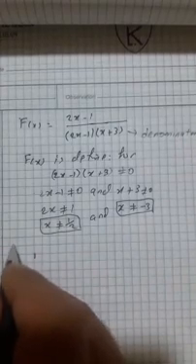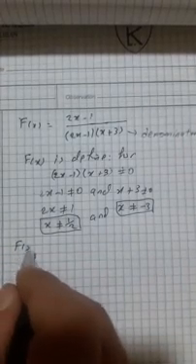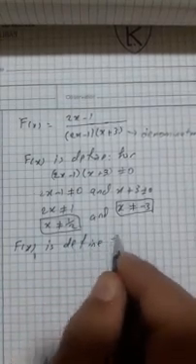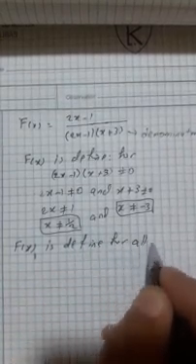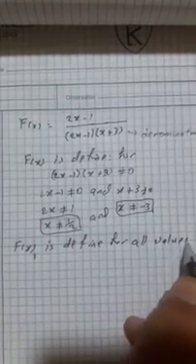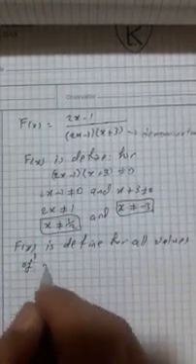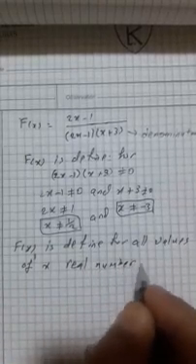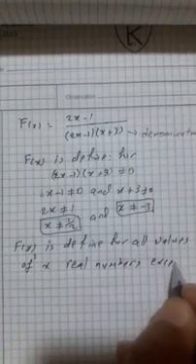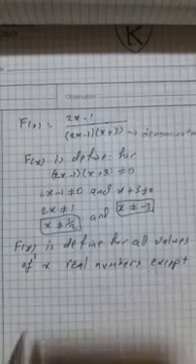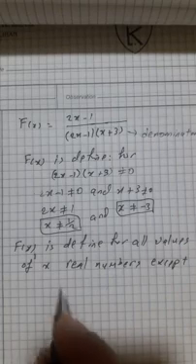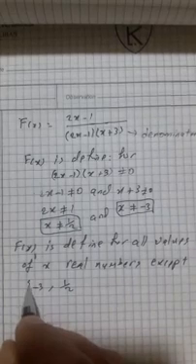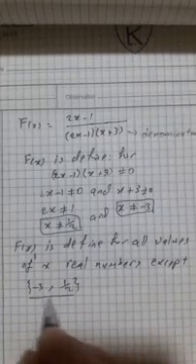So I can write a sentence: f of x is defined for all values of x, real numbers, except the two numbers, except 1 over 2 and minus 3, except these two numbers.